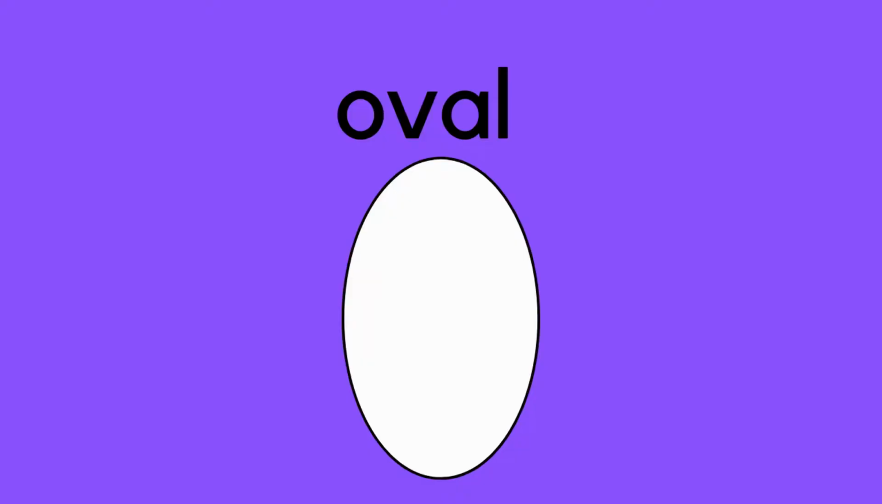Now, let's talk about our shape of the day. What's our shape of the day today? Well, take a look. Yes, our shape of the day is an oval. And I'm sure you can find some things at home that might be shaped like an oval. Remember, an oval is sort of like a circle, but it's more shaped just like an egg. Yes. So if you look in the refrigerator, you might find an oval.